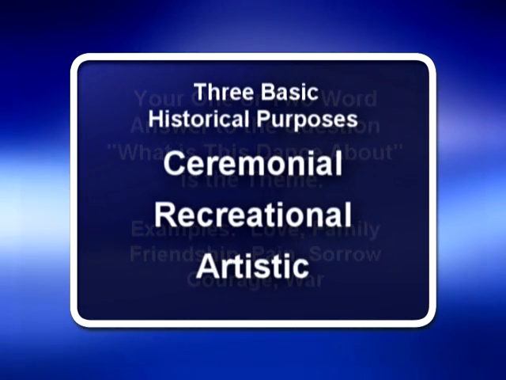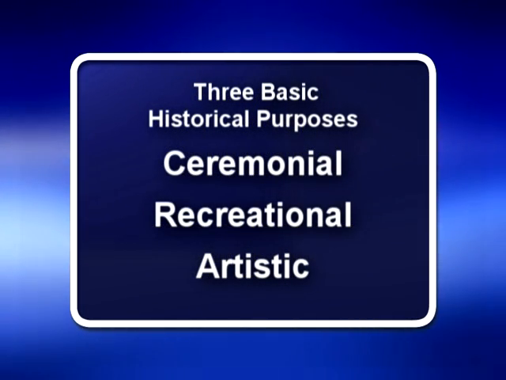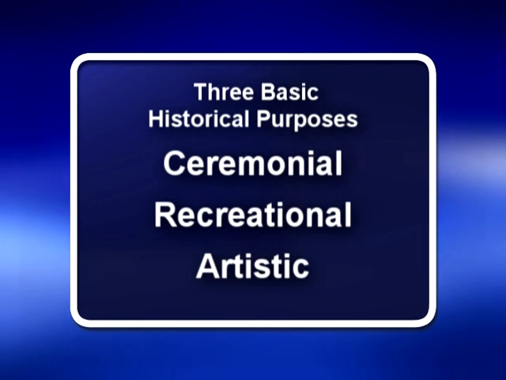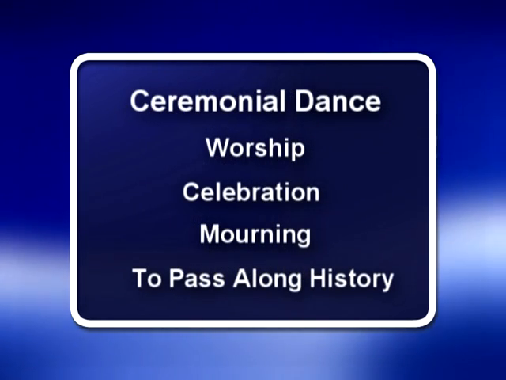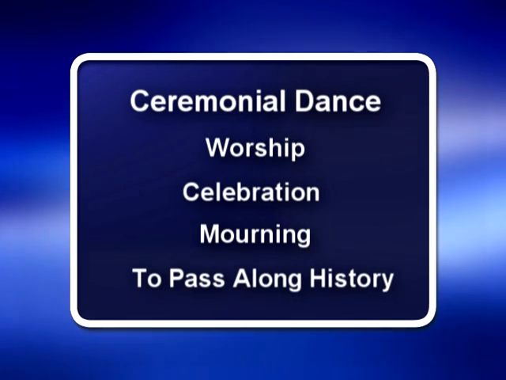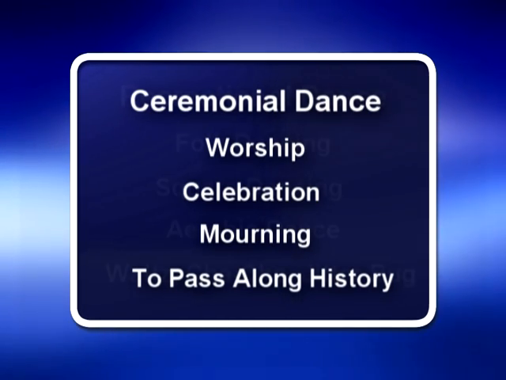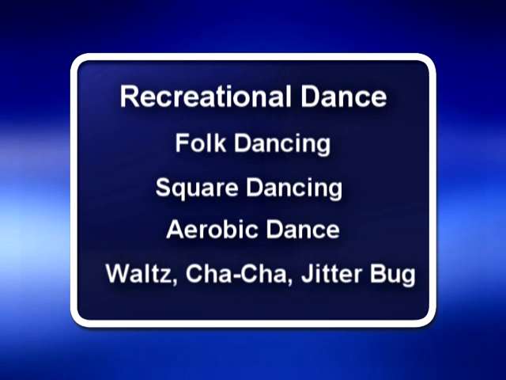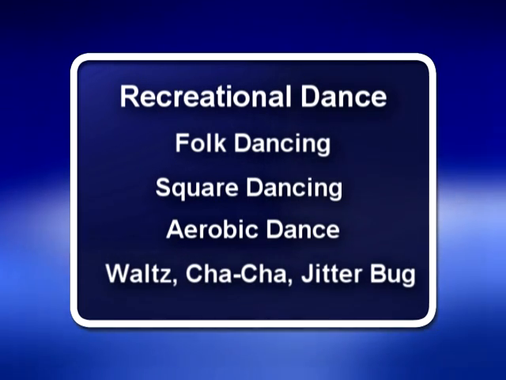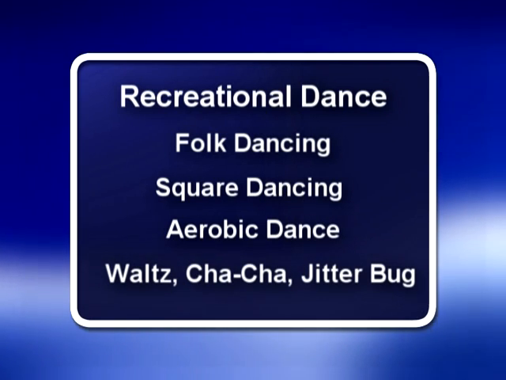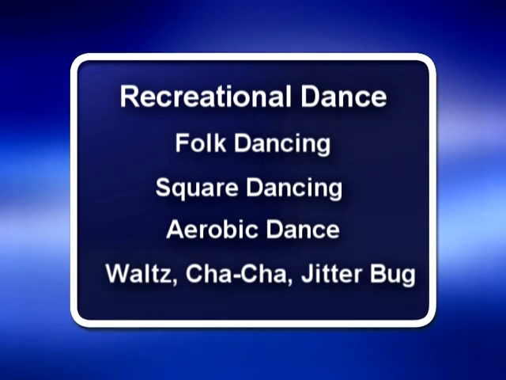We can categorize dance into three basic historical purposes: ceremonial, recreational, and artistic. Ceremonial dance is used for worship, celebration, mourning, commemoration, and to pass along history. Recreational dance is done for fun and enjoyment. Examples of recreational dances include everything from folk and square dancing to social dances like the waltz, cha-cha, and jitterbug.